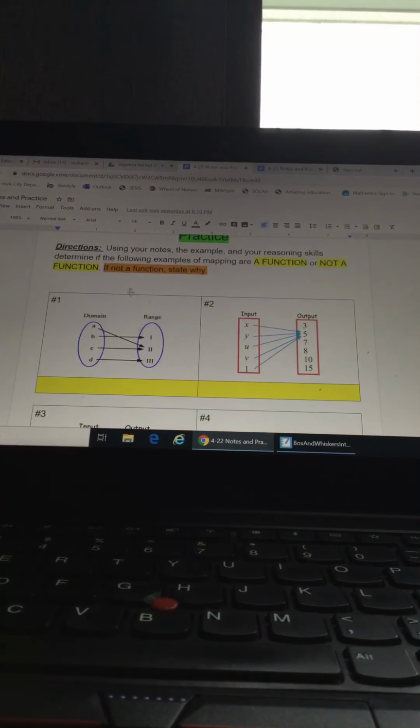That's it. What you're actually doing is you're rewriting the domain and range, which I really appreciate, and I'm glad you're recognizing what side is what side. However, you're actually doing way too much work. I just want you to write function or not a function.